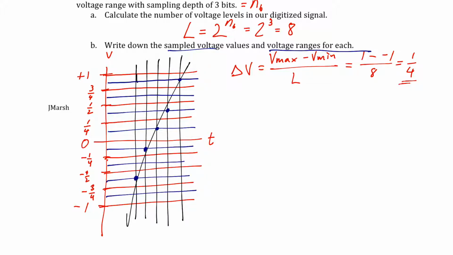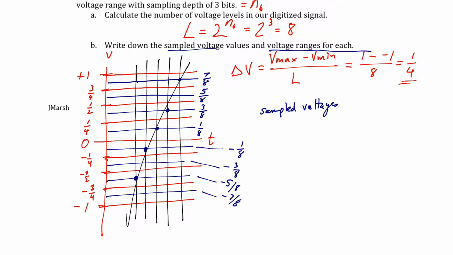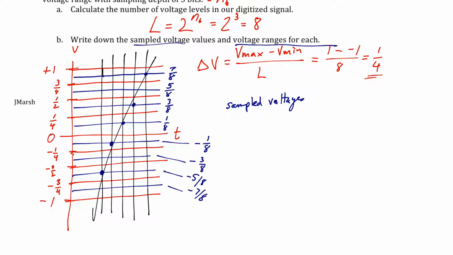And they're occurring at deltas of 1/8 off of the other ones. So this is minus 1/8. This one is minus 3/8, minus 5/8, and minus 7/8. 1/8, 3/8, 5/8, and 7/8 are the sampled voltages: plus and minus 1/8, plus or minus 3/8, plus or minus 5/8, and plus or minus 7/8.